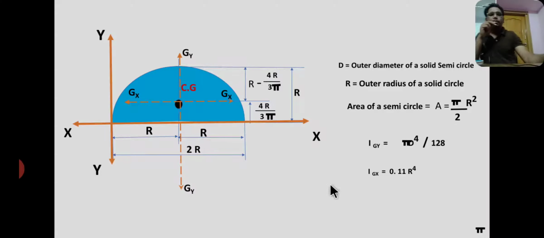Now, the moment of inertia. Here the centroid is symmetric about the gy axis, but it is unsymmetrical about the gx axis. Therefore, the moment of inertia about the gy axis, Igy, equal to pi d power 4 by 128, and the moment of inertia about the gx axis equal to 0.11 r power 4.